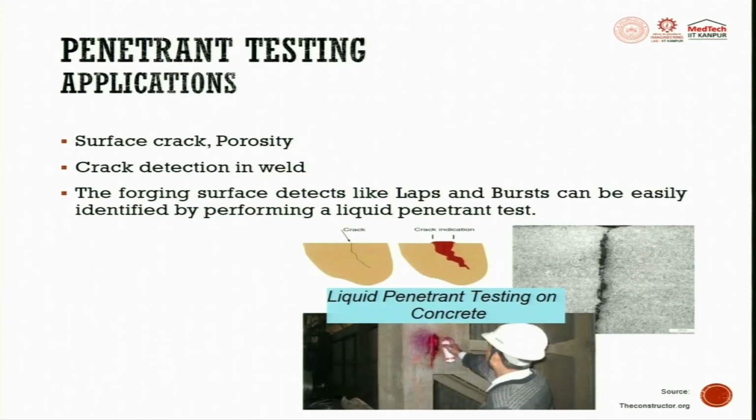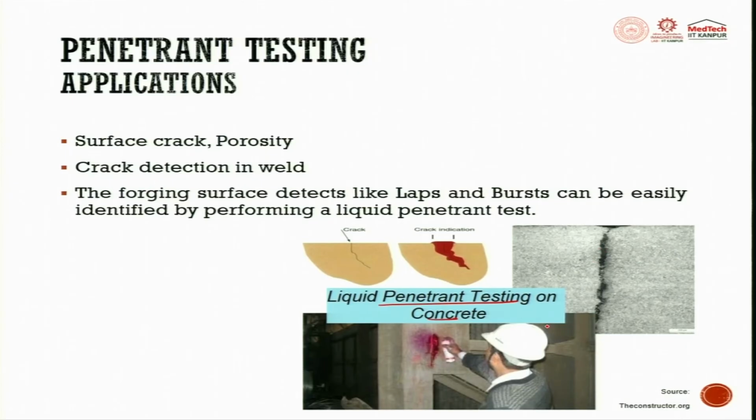The applications definitely are there where the small portion is there and the full machine cannot reach there, but still we need to have the information of the crack. For example, liquid penetrant testing on the concrete. To test the shape of the crack and the type of the crack, the liquid is penetrated in this, then it is taken out using a developer.